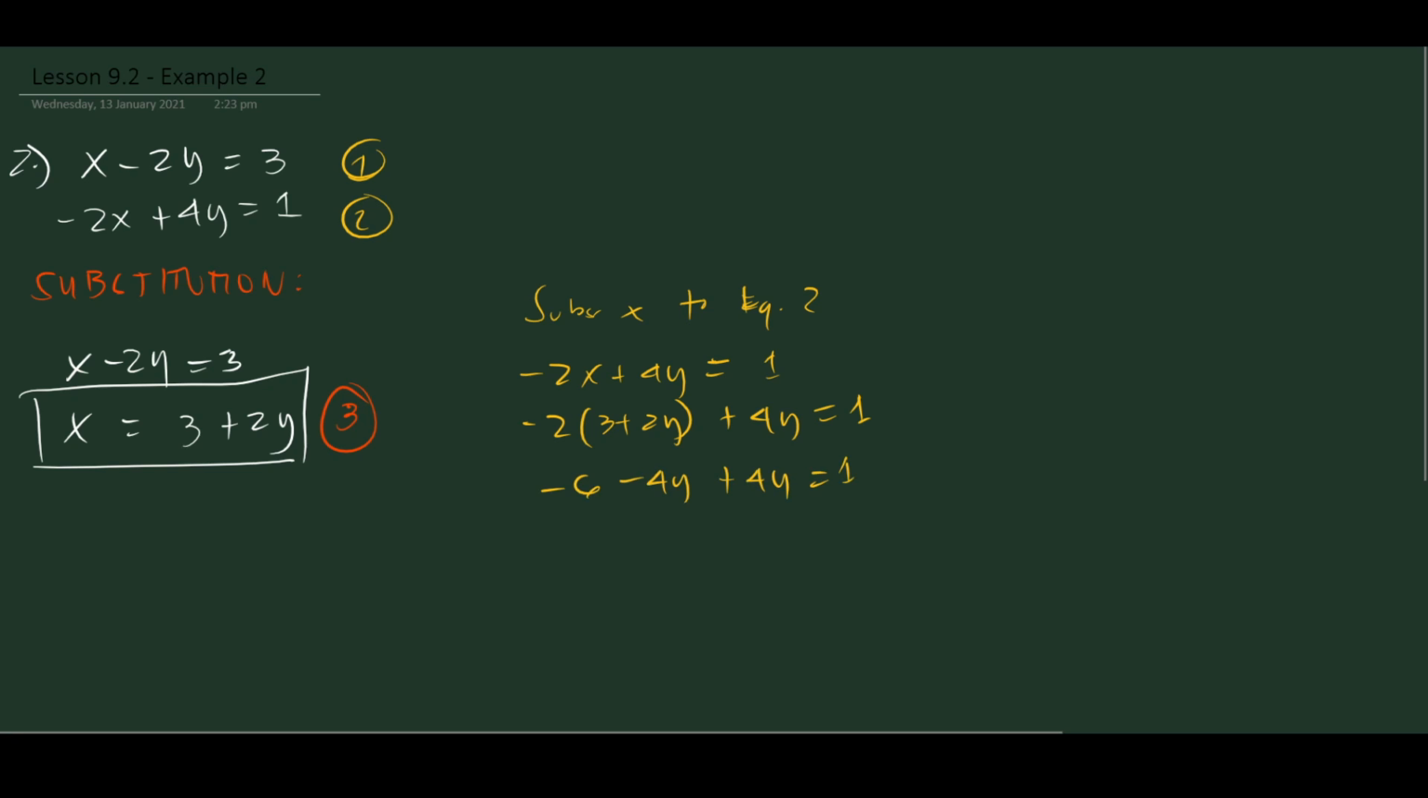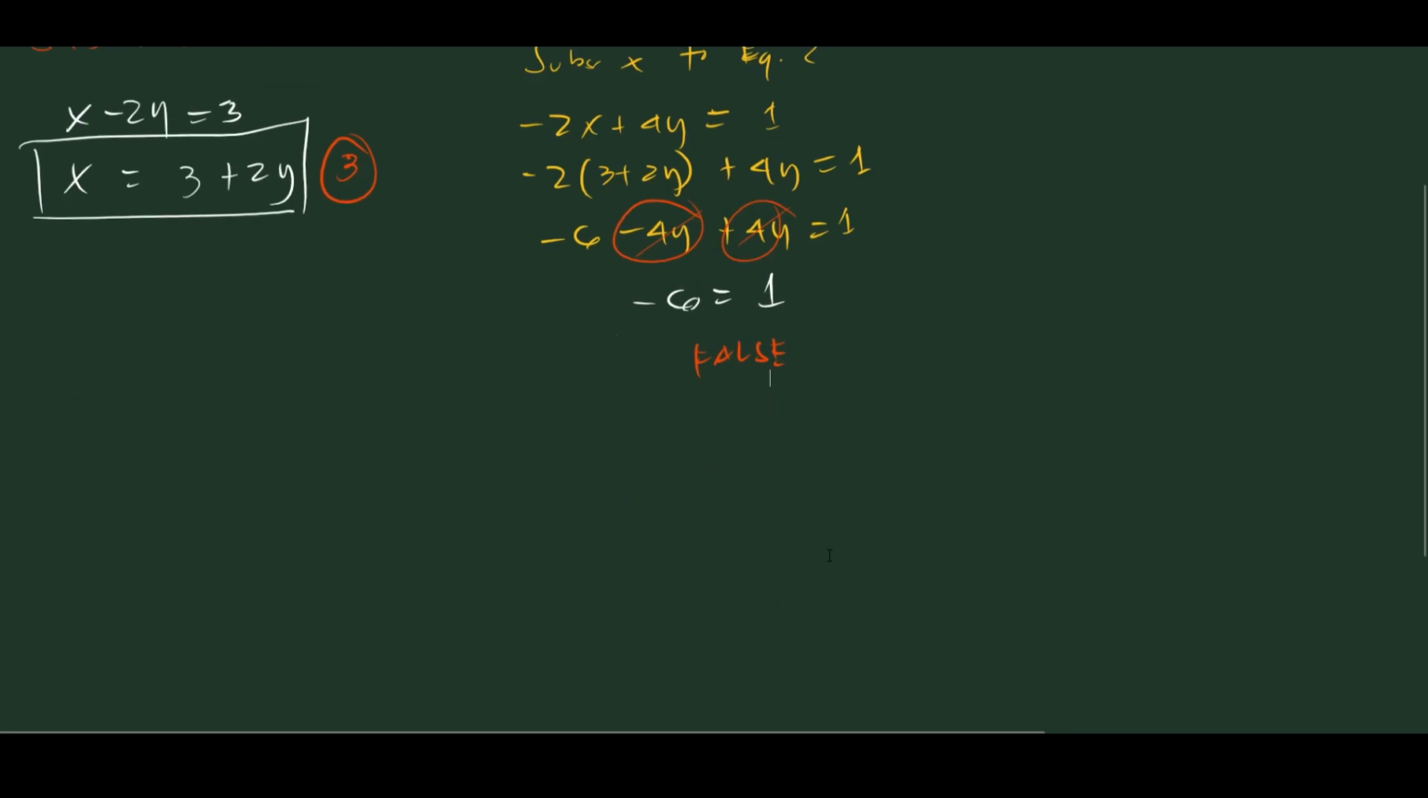Okay, so what's happening here? As you can see, negative 4y and 4y cancel out. So our y is gone, and negative 6 is equal to 1. What's happening here? There must be something wrong, right? Negative 6 is equal to 1. Thus, this is not true. This is a false statement.